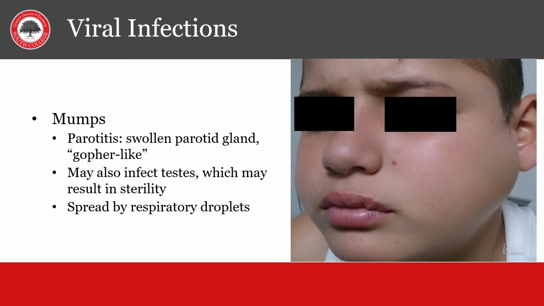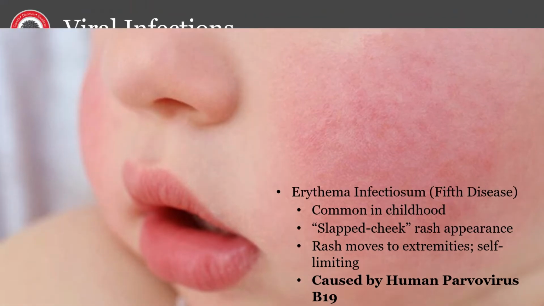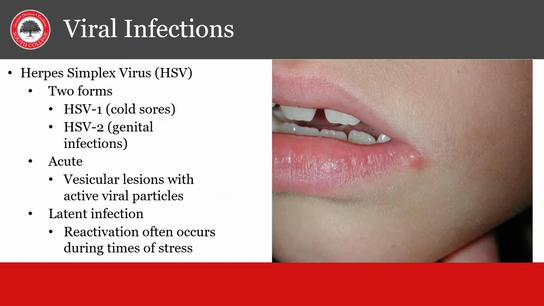The mumps is swelling of the parotid glands, but can cause sterilization in males. Fifth disease is from a herpes family virus that is a normal virus in children and gives them a slapped cheek appearance. Herpes simplex virus causes cold sores, and the type depends on where they're at. So HSV1 is around the mouth, and HSV2 causes genital infections.